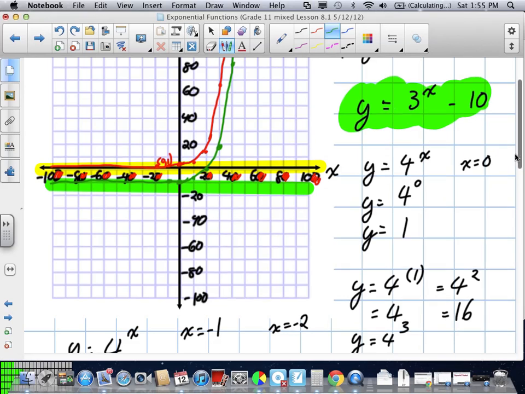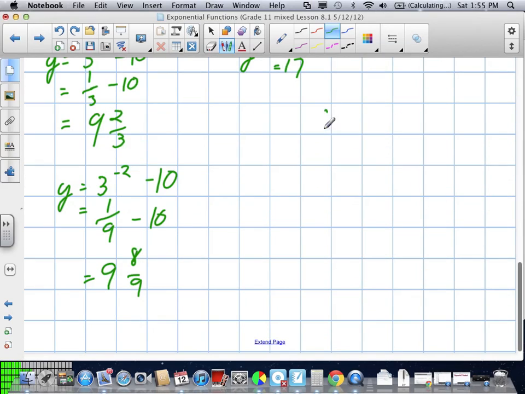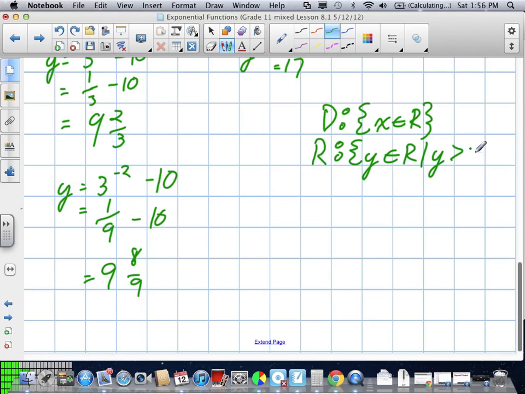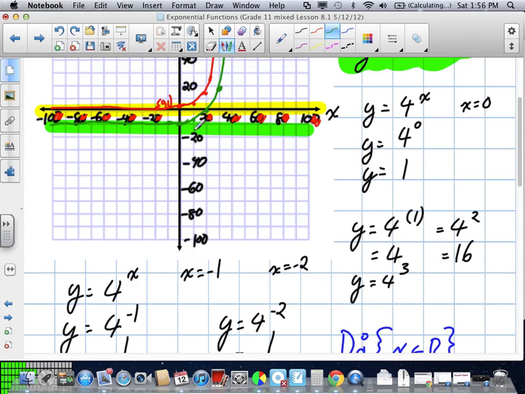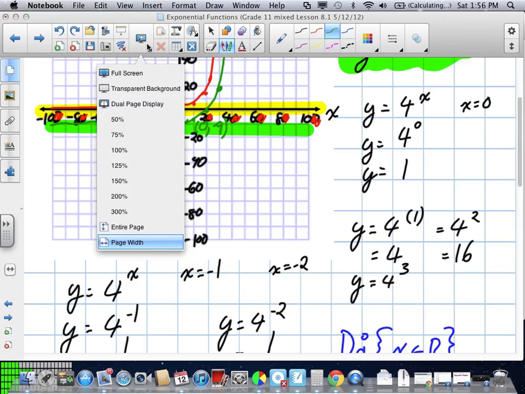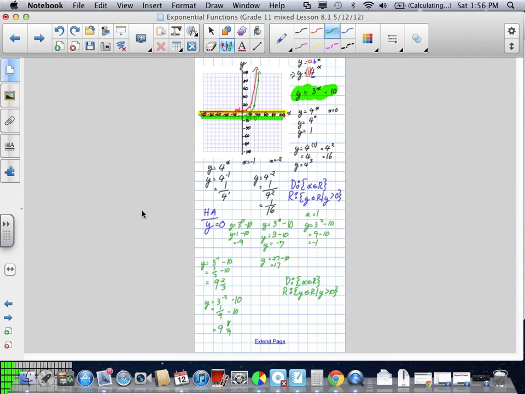The domain and range for our green one, what's our domain? X is every real number. What about our range? Greater than 10. Y has to be greater than 10. We knew our y-intercept was where? We figured it out at negative what? 10. Not 10, what? 9. 9, right? It was at negative 9.